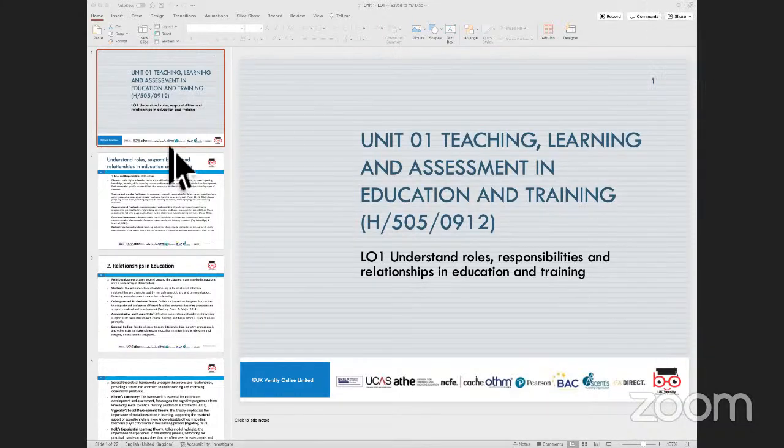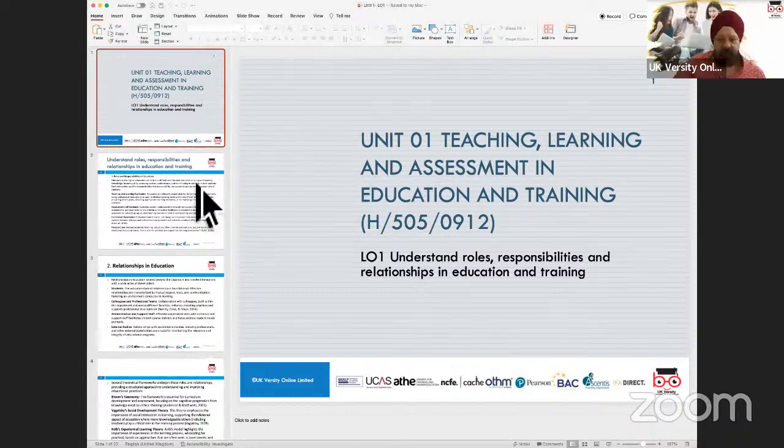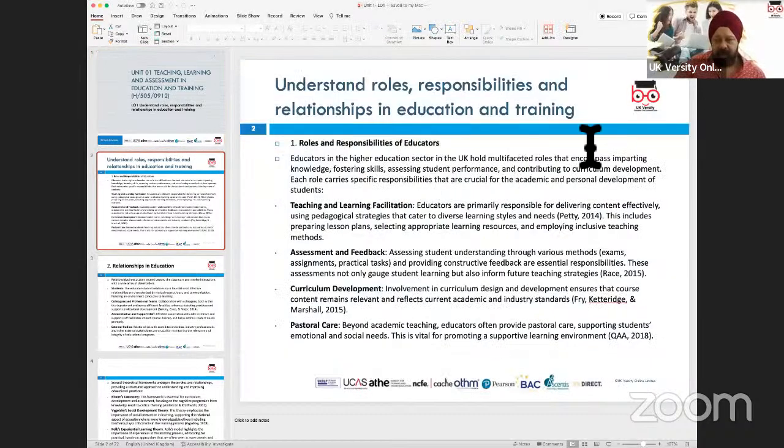Okay. Our focus today is going to be on learning outcome 1, which is where we are going to look at roles and responsibilities and obviously relationships that we are able to build as a teacher with our students or with our peers in a particular setup related to education and training.